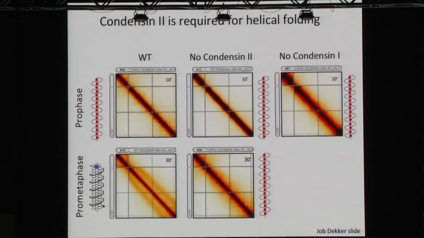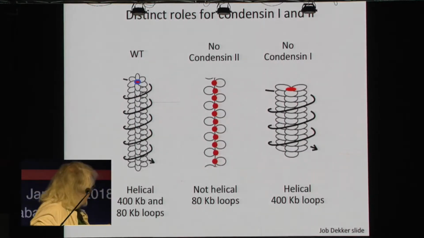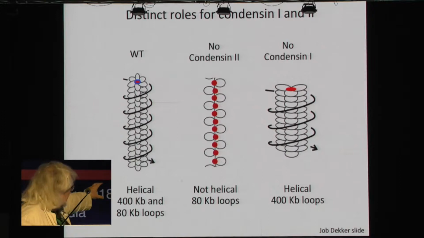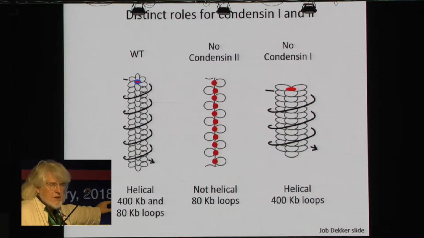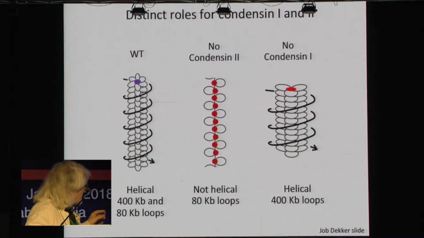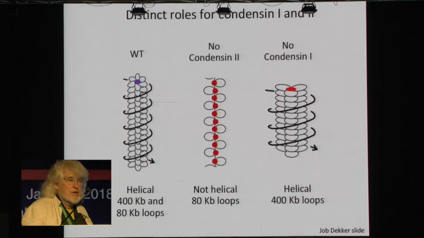With no condensin 1, there is a helix. But you can see that the two outside lines on the bottom right are further apart and bigger and fuzzier than the two on the left. So in fact, without condensin 1, you have loops, you have a helix, but you have much bigger loops. So this is a summary of that. In wild type, you have nested loops inside one another, with condensin 2 making a helix that has 400 kb loops, and condensin 1 making 80 kb loops inside that. If you have no condensin 2, it's not helical, you have 80 kb loops. If you have no condensin 1, it is still helical, but the loops are far too big and the chromosomes are too large.